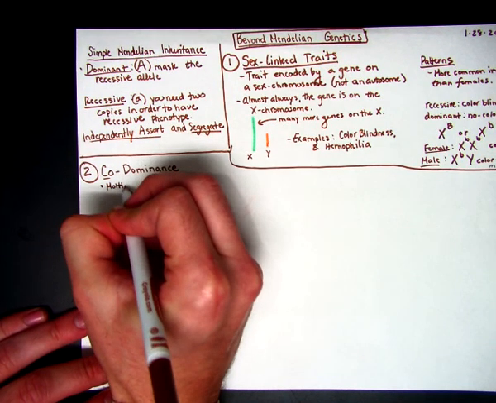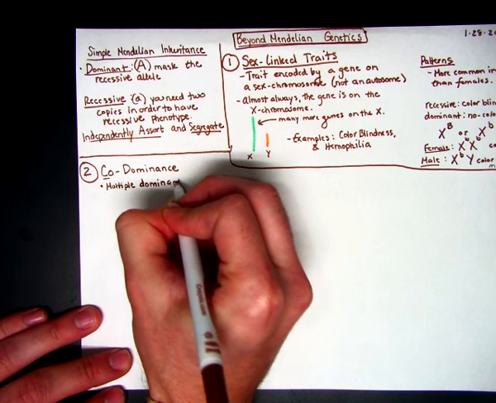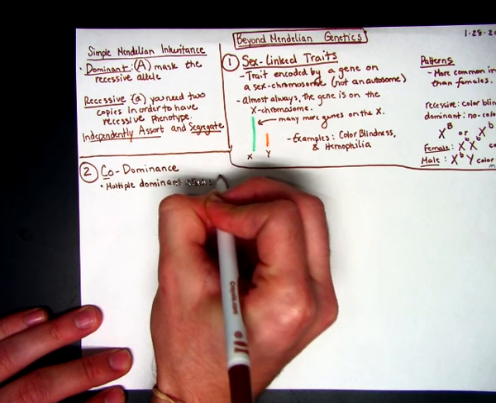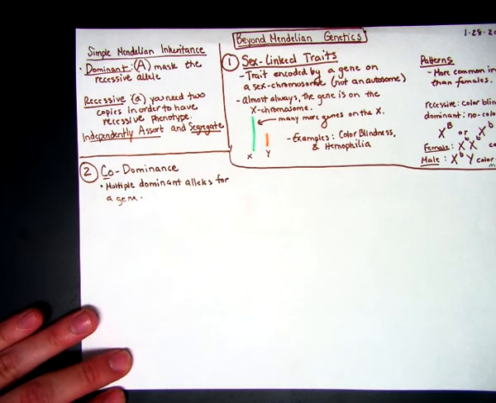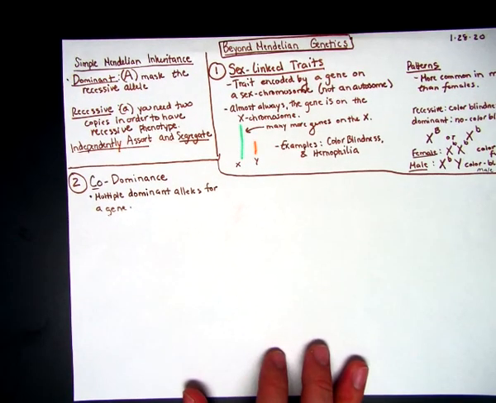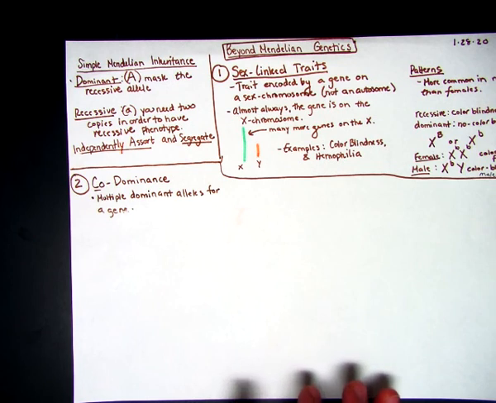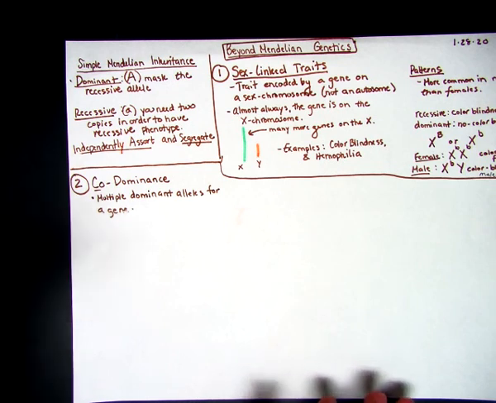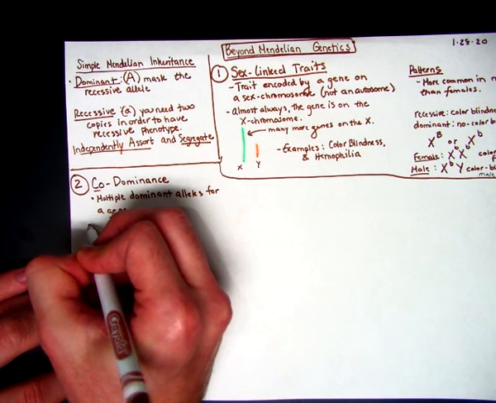Multiple dominant alleles for a gene. If you've noticed, all the examples we've talked about typically have one dominant allele and one recessive allele, or maybe multiple recessive alleles, but always just one dominant allele. In this case, there are multiple.